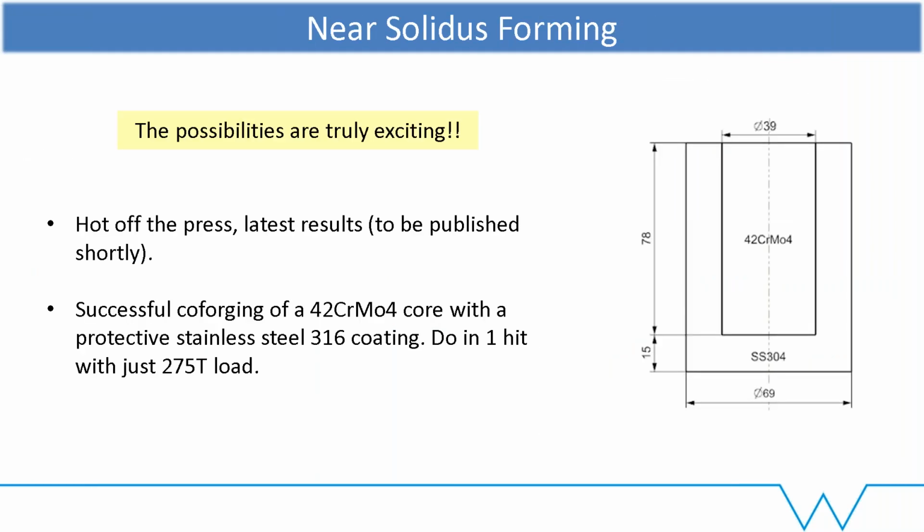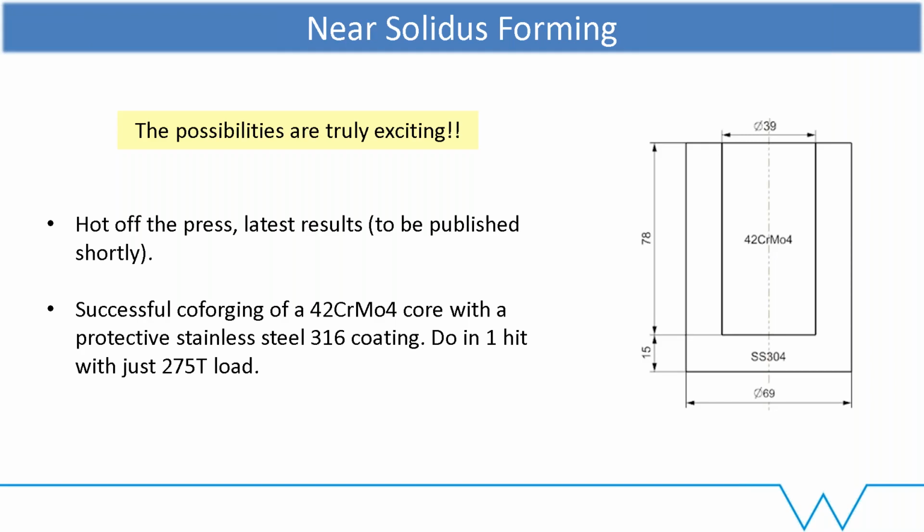So once we got all this, then what are the possibilities? I don't think any of us, between us and Mondragon, are happy just to make conventional parts on near Solidus. What's the next step? What can we do that other people can't? Well, luckily, hot off the press, I guess, just before we went into lockdown, we decided, well, let's make a duplex part. Let's make a component out of two materials.